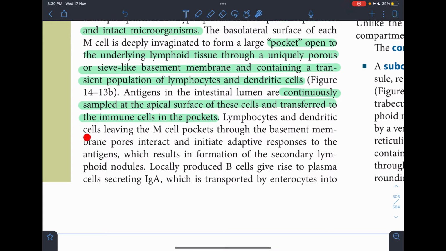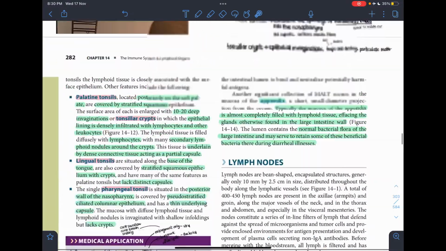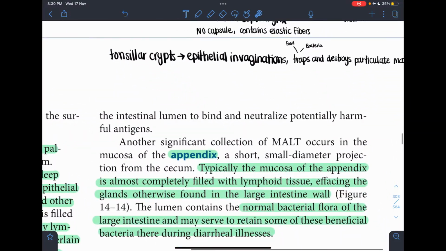Lymphocytes and dendritic cells leaving the M cell pockets through the basement membrane pores interact and initiate adaptive responses to the antigens, which result in the formation of the secondary lymphoid nodules. Locally produced B cells give rise to plasma cells secreting IgA. The plasma cells are the ones that secrete IgA, which is transported by enterocytes into the intestinal lumen to bind and neutralize potentially harmful agents.